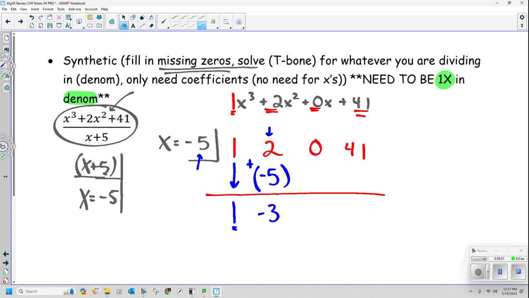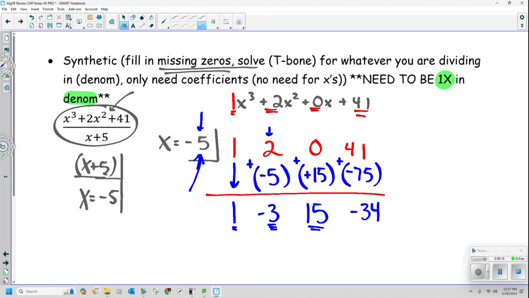Okay. Again, I multiply this number times my number in the box. Negative 3 and negative 5 is a positive 15. That product always gets added. 0 and 15 is 15. Okay, 15 times my negative 5 is negative 75. And again, I just combine these. 41 plus a negative 75 is negative 34. This last number is always my remainder.